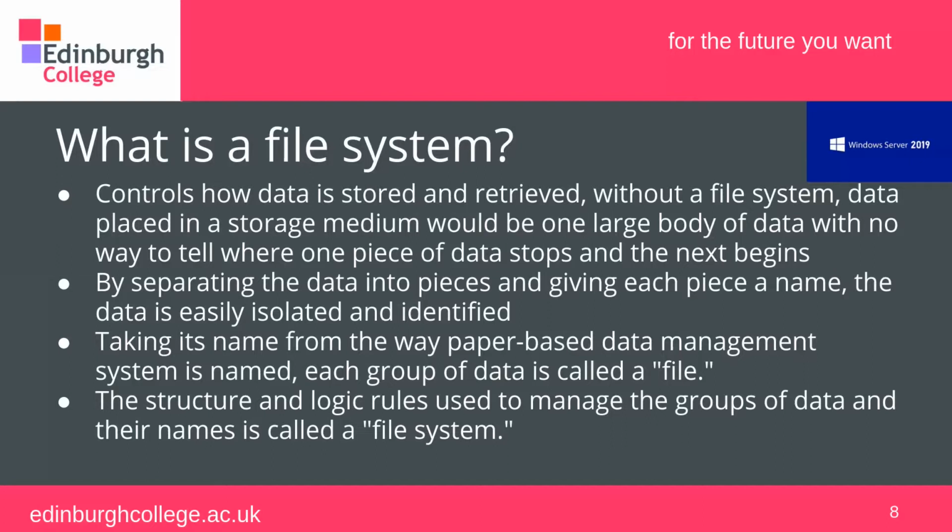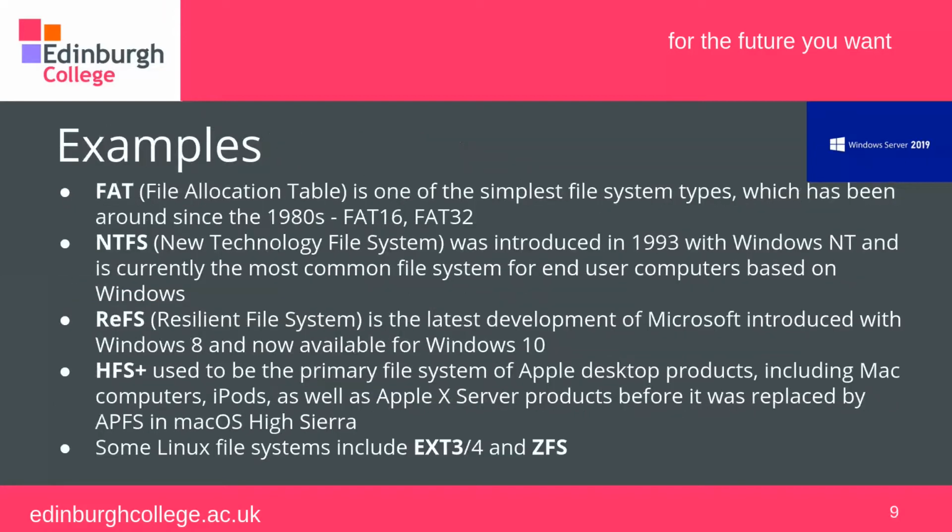So a file system allows us to separate data into pieces, give each piece a name, and then we can isolate it, identify it, and retrieve it when it's called. File systems have structure and logic rules that allow us to do that. Here are some examples. One of the most common is the file allocation table, and one that we probably use is FAT32, although that's becoming less and less common and being replaced by exFAT.